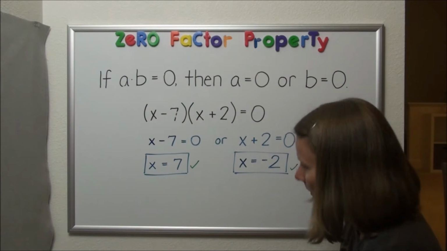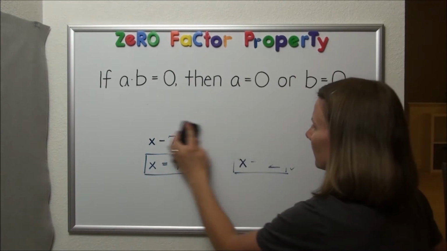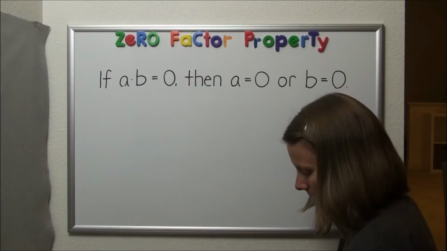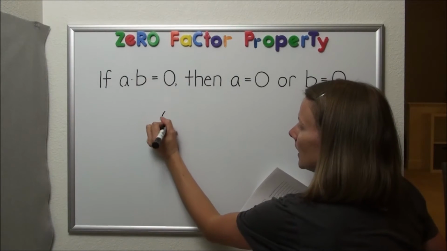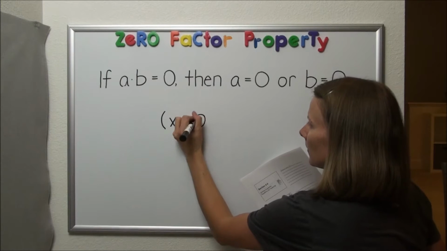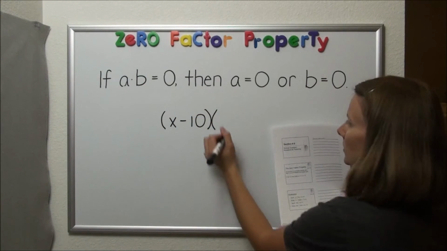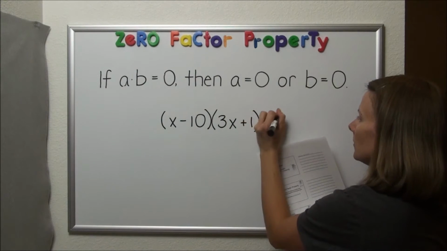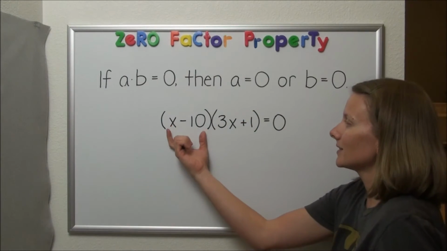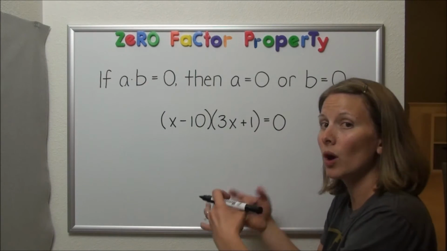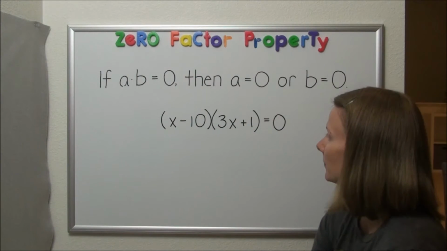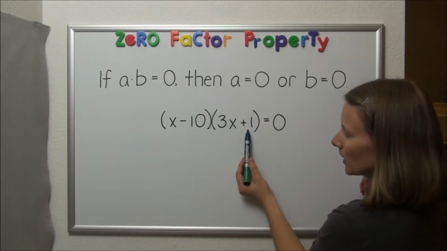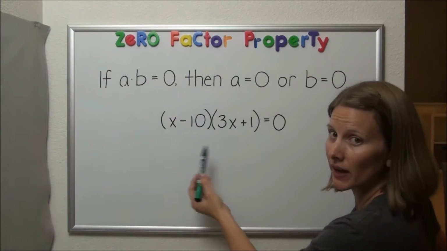All right, let's look at another example. Let's now look at x minus 10 multiplied to 3x plus 1 equals 0. Again, looking at the property that says if something times something is 0, one of those factors has got to be 0. So in this case, if x minus 10 times 3x plus 1 is 0, one of those factors has to be 0.